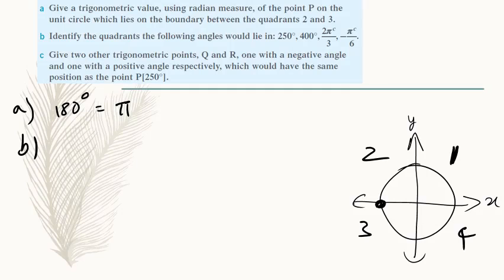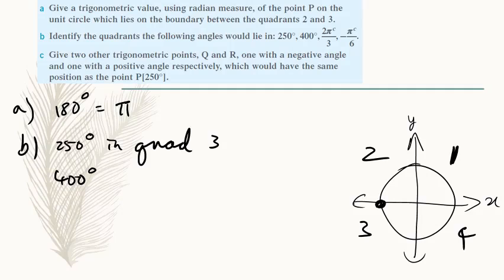Identify quadrants which will lie at 250 degrees. Where's 250? 1, 2, 3, or 4? 3. So there's 250. So 250 degrees is in quadrant 3. Next, 400 degrees.